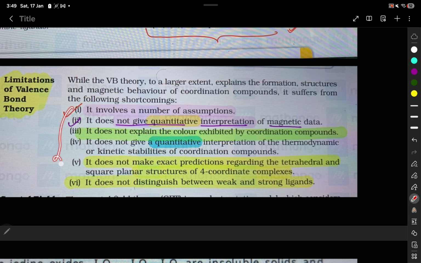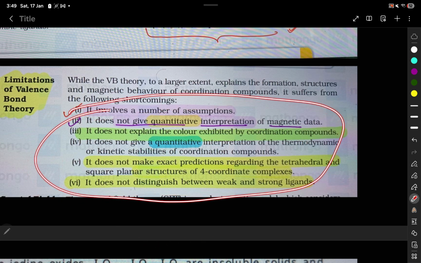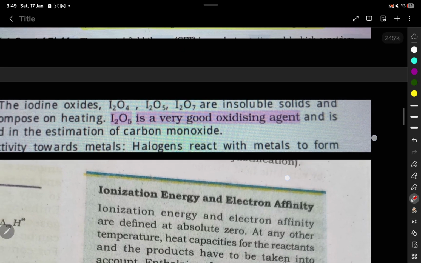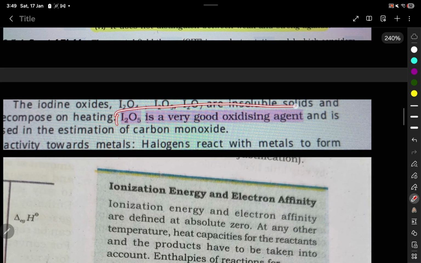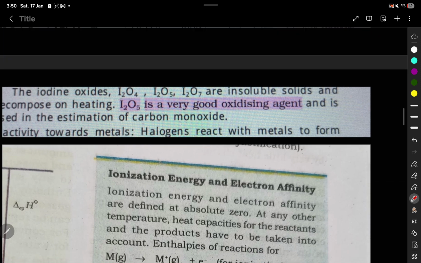I'm not going to explain all these points because they are kind of common sense, but make sure you're learning all of this. Pause the video here and learn. Yeah, so this is one thing that everybody skips, the estimation of carbon monoxide, right?